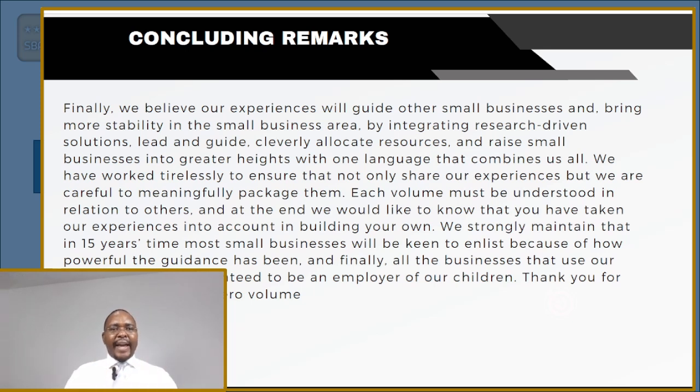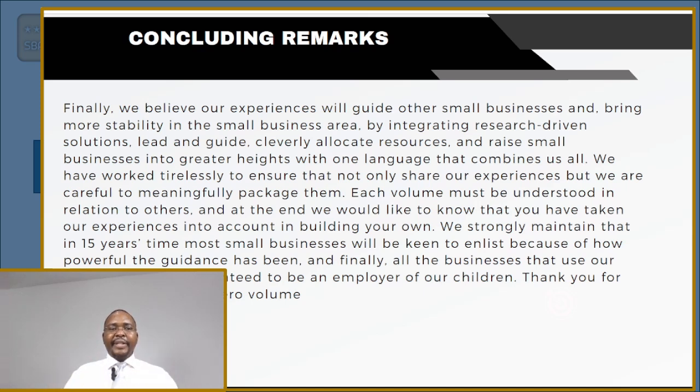We have worked tirelessly to ensure that not only should we share our experiences, but we are careful to meaningfully package them. Hence, we have these volumes, volume 1 up until volume 20. Each volume must be understood in relation to other volumes, and at the end, we would like to know what you have taken from our experience in building your own.